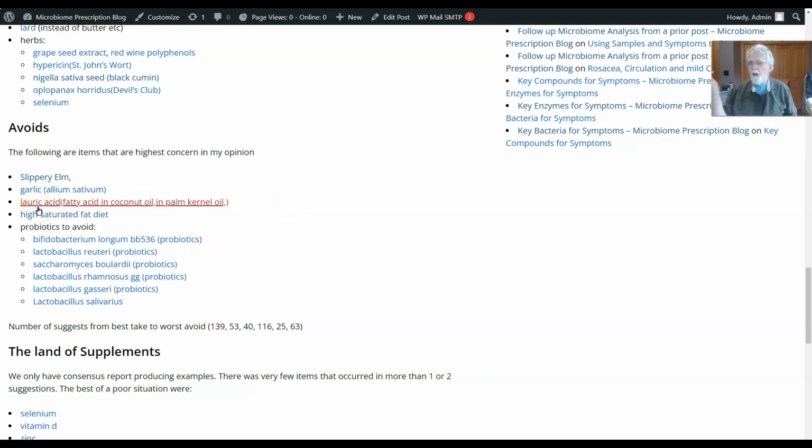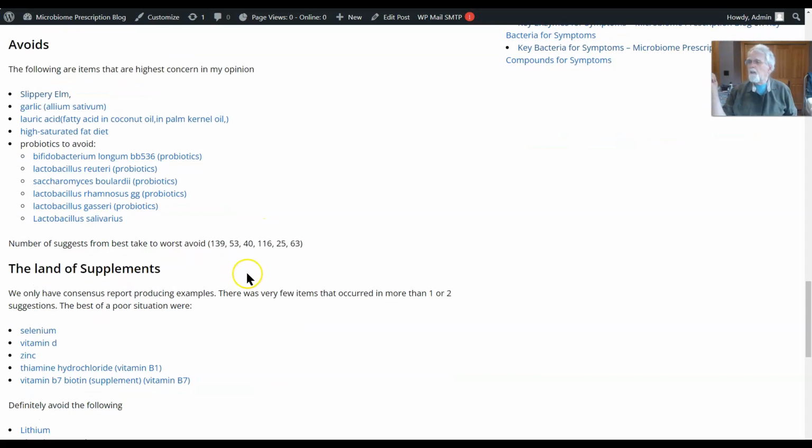Uric acid, usually. So there's a product called monolaurin, coconut oil, etc. Those would probably be avoided, highly saturated fat. I don't think it was there. Slippery elm. And then we have a ton of probiotics to avoid, which is not unusual.